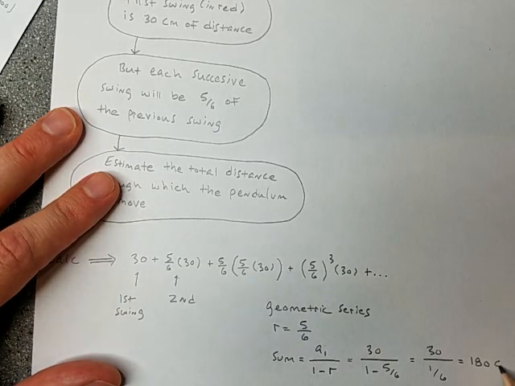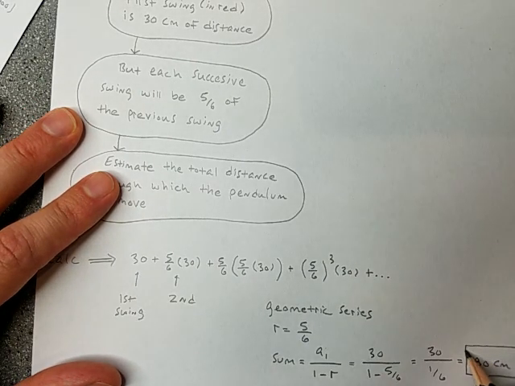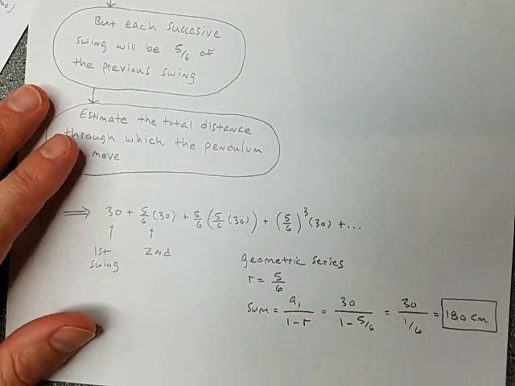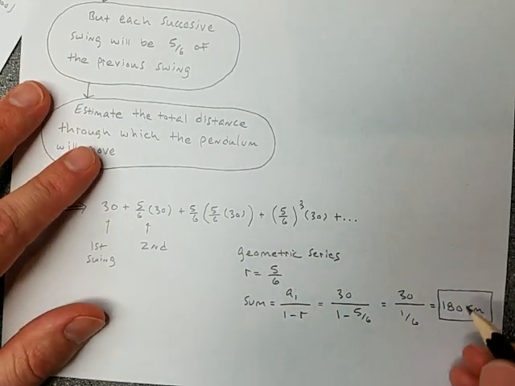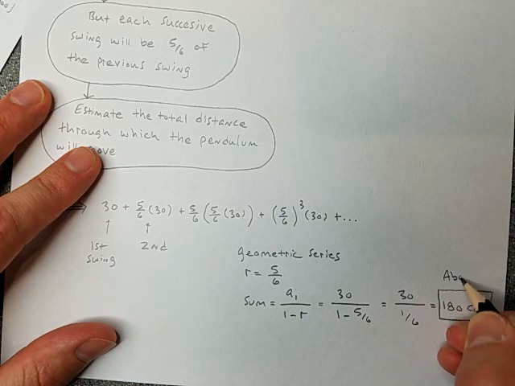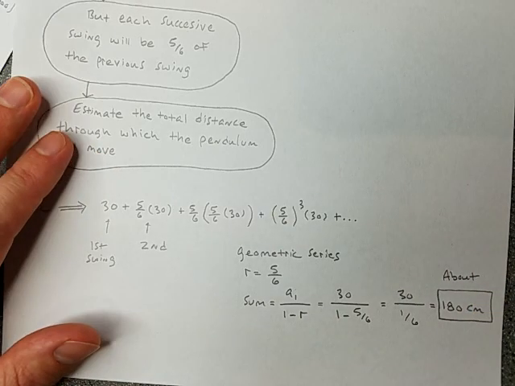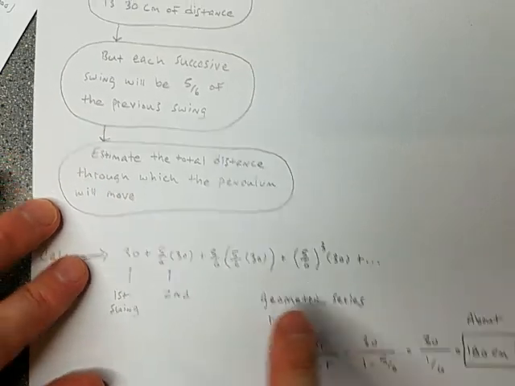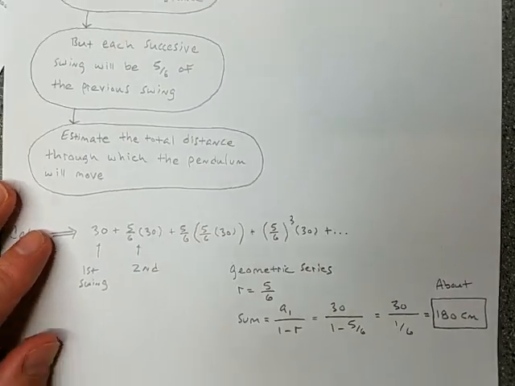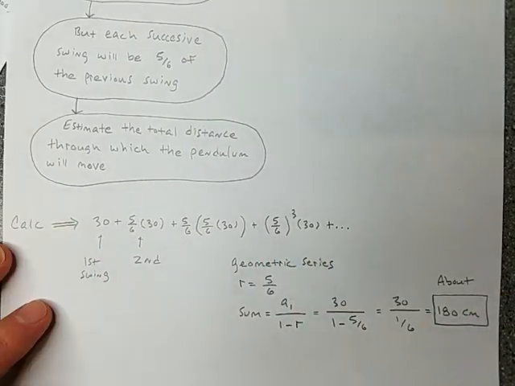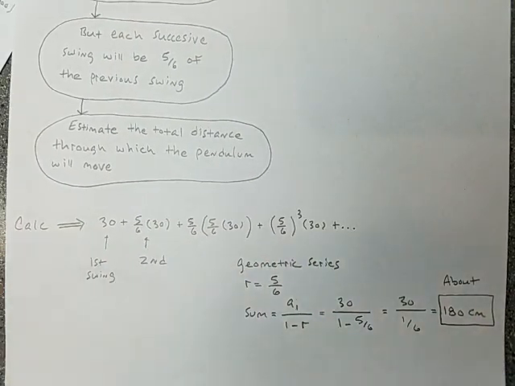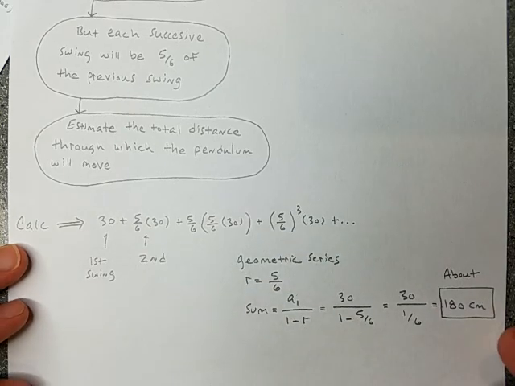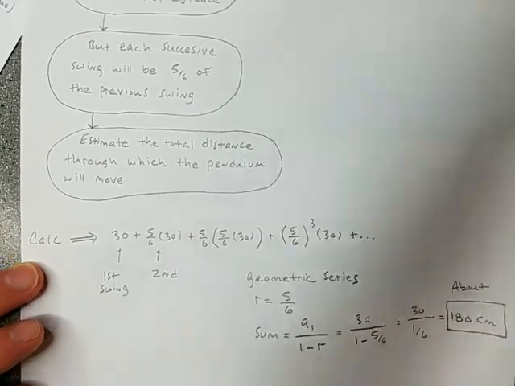So we'll say the total distance that this pendulum will move back and forth as it does its thing is about 180 centimeters. That assumes an infinity, which doesn't happen in practice, but it's a geometric series and it's a model for what's happening, okay? All right, so let's look at another model that involves geometric series.